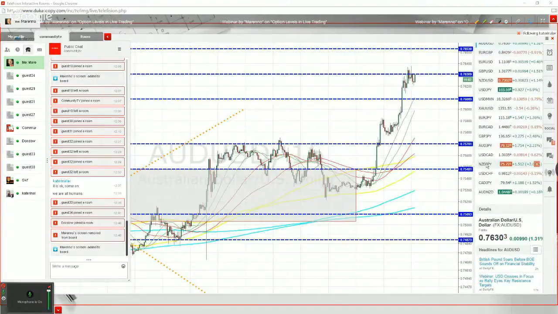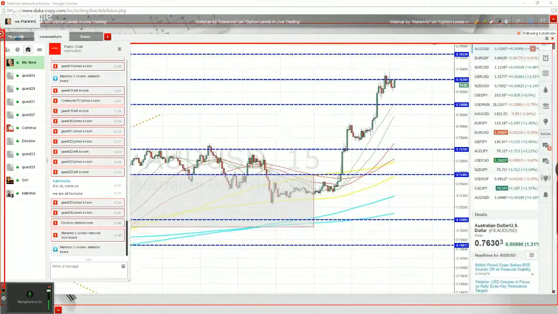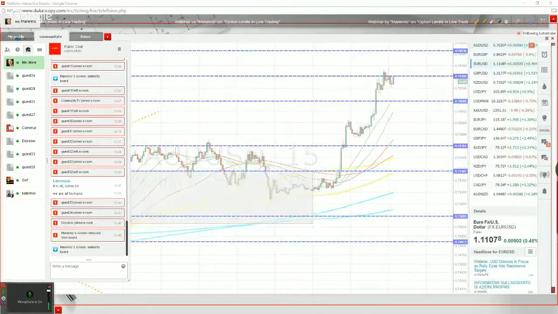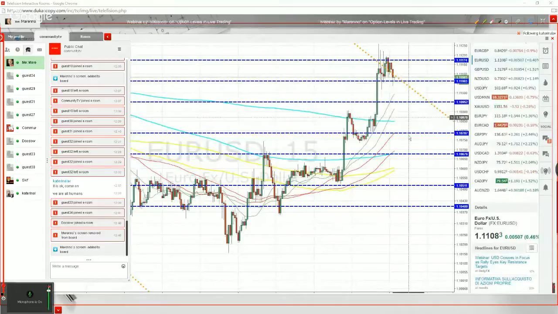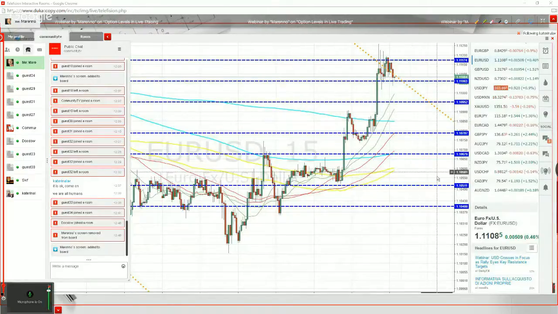Because I'm sure that during the news, most of you are trading euro dollar. It's one of the most tradable currencies. Probably it is the most tradable currency pair, definitely, on the foreign exchange market. Okay, so we can see euro dollar here.